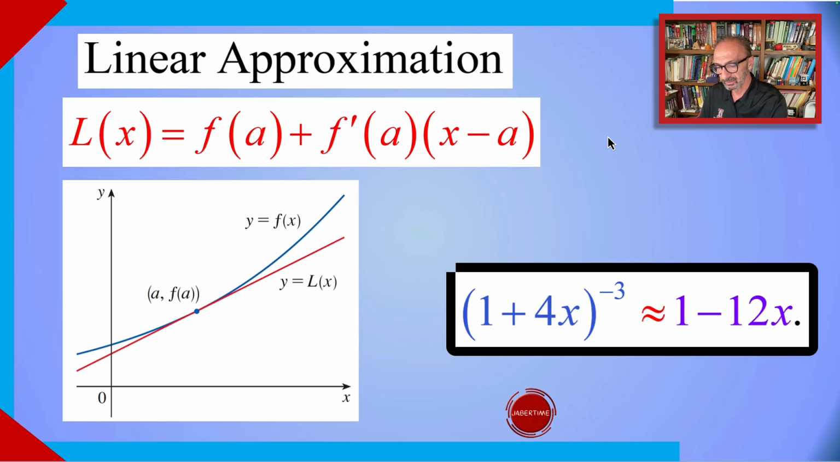Now notice this is a curve and this is a straight line. Our function is a curve and it's approximated to a straight line with a slope. That is, of course, when you are close to a, this a.